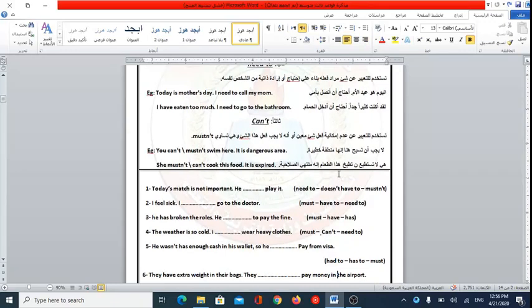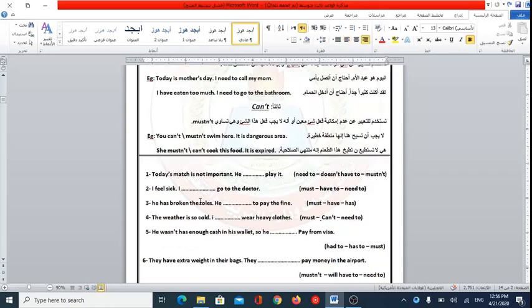Let's answer these exercises. Today's match is not important. He doesn't have to play it. The match is not important, so he doesn't need to play it. It's not an internal desire. He doesn't have to. Or he mustn't. Yes, right. He doesn't have to play it.